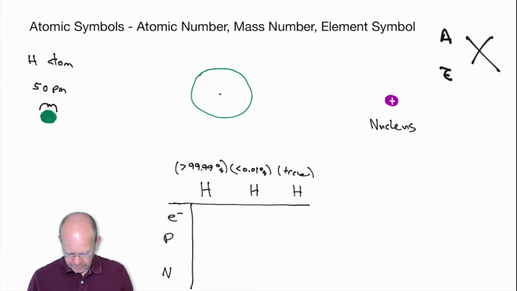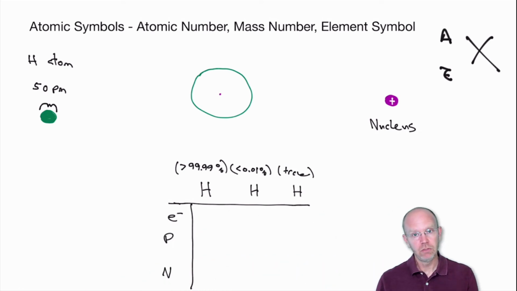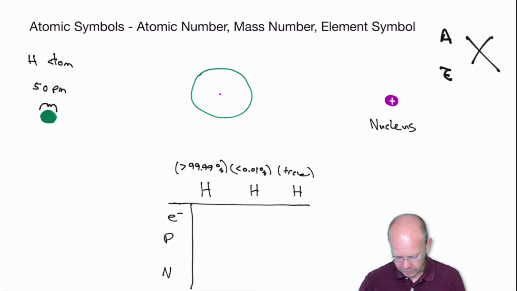Okay, so let's just review this atomic symbol because I've been using it a little bit here in context, but I want to make sure you understand. We typically symbolize atoms using an atomic symbol.